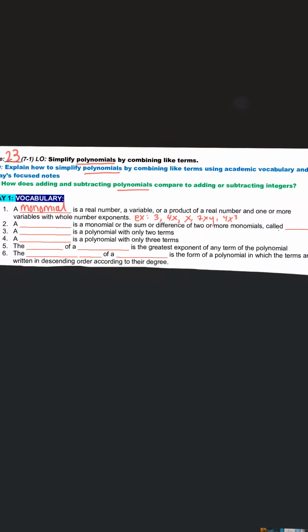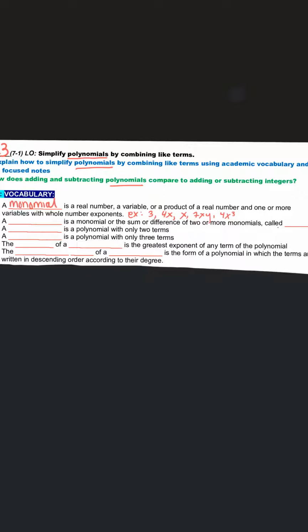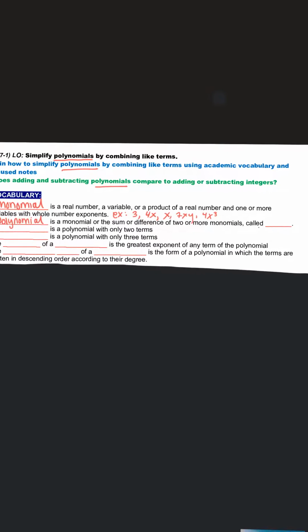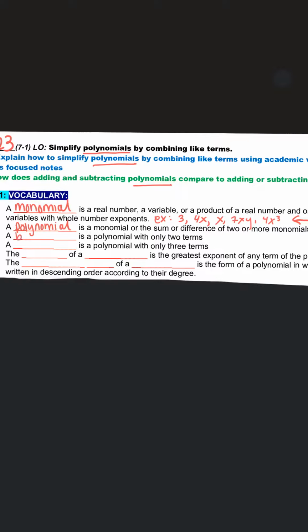Okay, so then the next vocabulary word is a polynomial. A polynomial is a monomial or the sum or difference of two or more monomials called terms. So monomials are also called terms. All of these guys that are listed here are terms. So a polynomial is just a couple of these monomials being added or subtracted to each other.